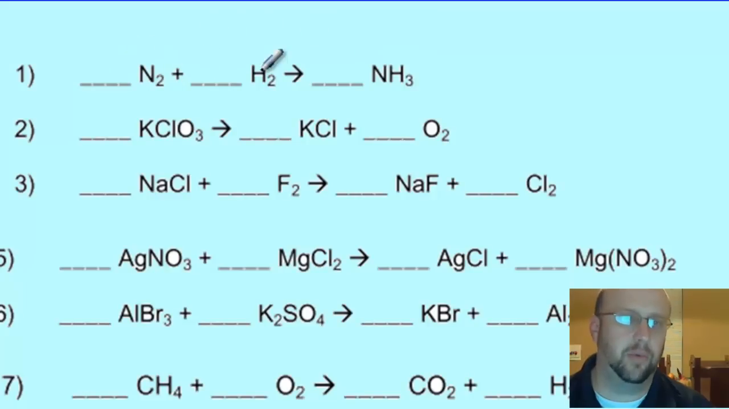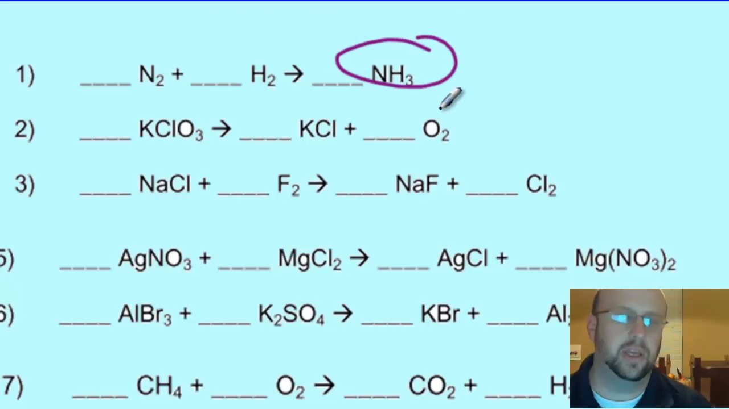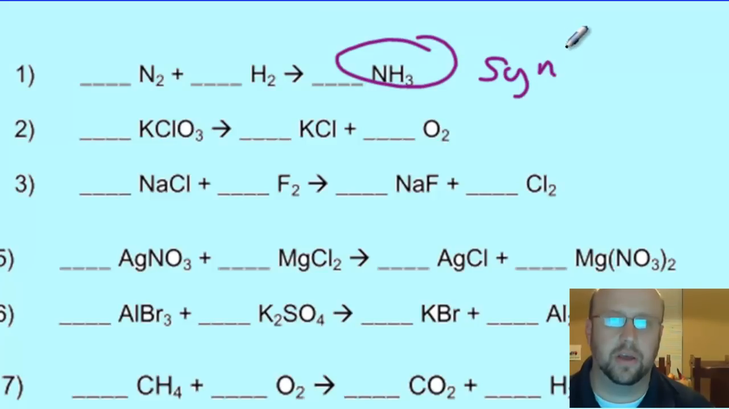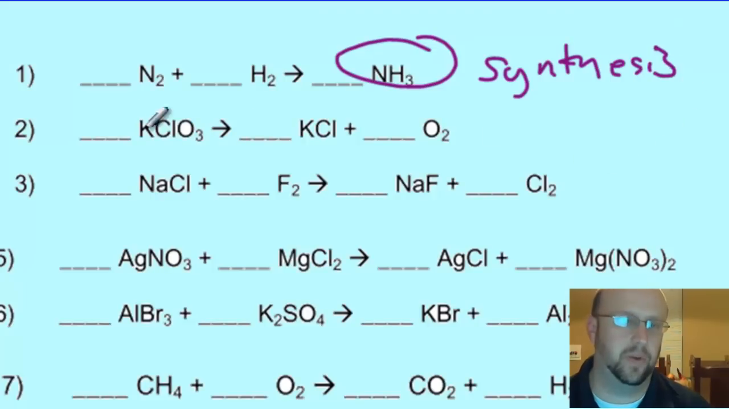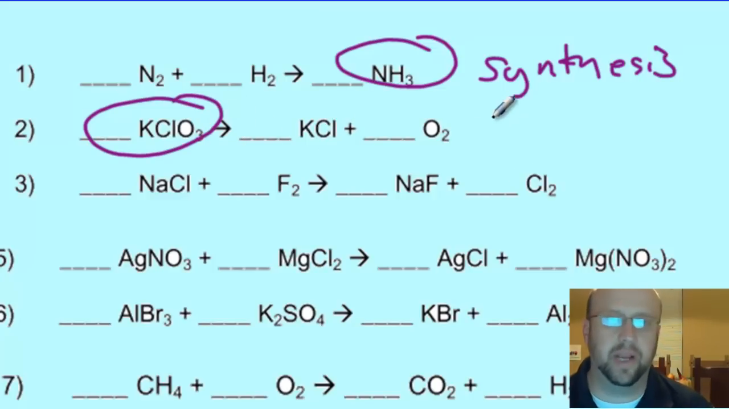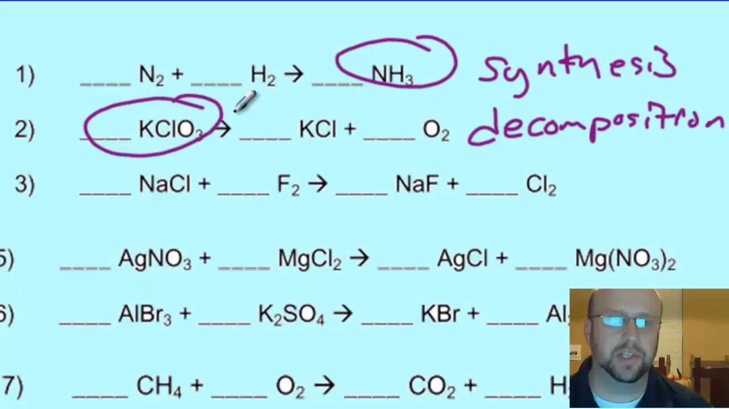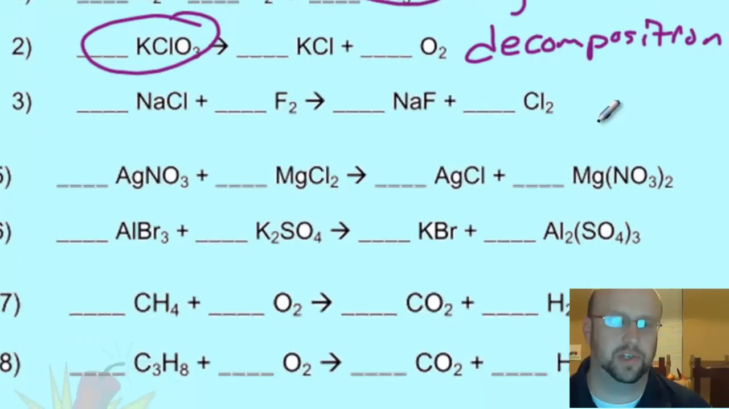So in number 1, N2 plus H2 gives me NH3. That is one product, and one product is going to mean synthesis. In number 2, we've got potassium chlorate yields potassium chloride plus oxygen. One reactant is a decomposition. So remember, one product is synthesis, one reactant is decomposition.